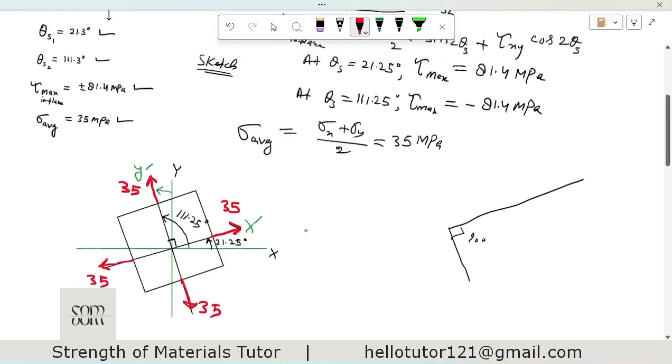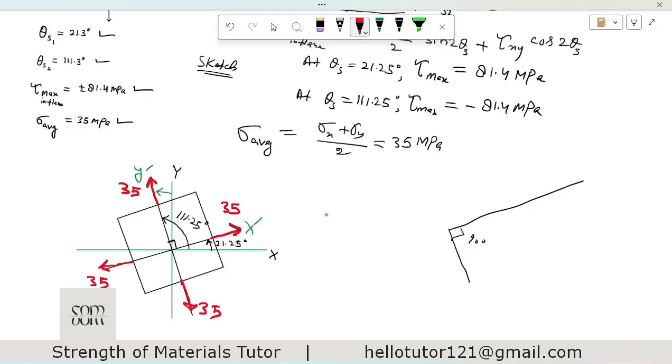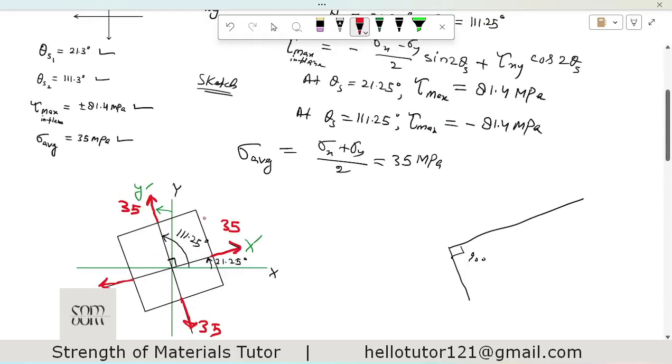Now let us draw the shear stresses. Now the shear stress at this angle, 21.25, this plane, right? It is 81.4, which means it is positive. And if we look at this plane or this plane, positive means towards these, so positive means like this. Why is it positive? Because it is in the same direction as this. Or we can also draw it here. This is also positive. Why? Because it is in the same direction as that of its own coordinate system.